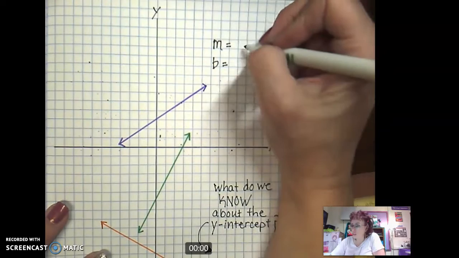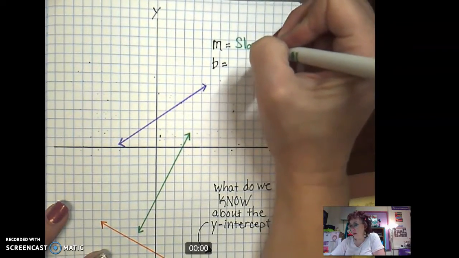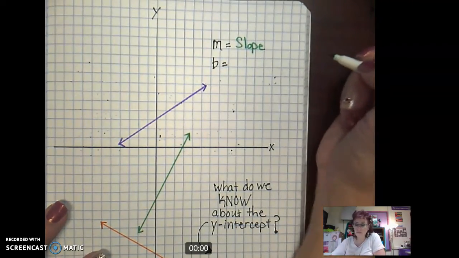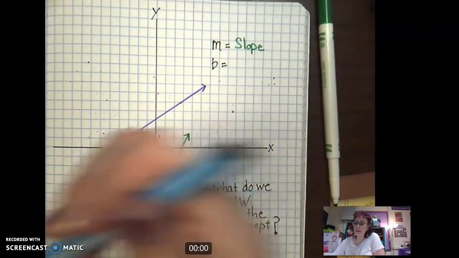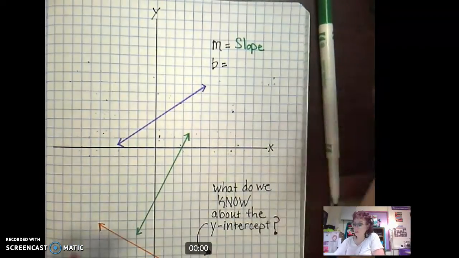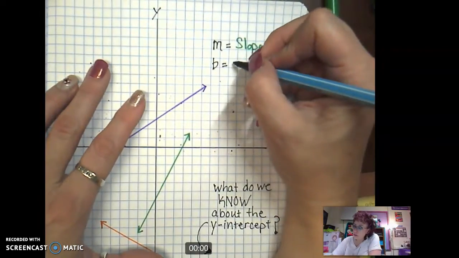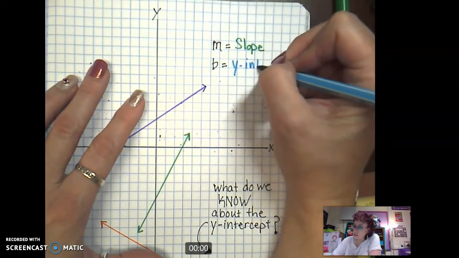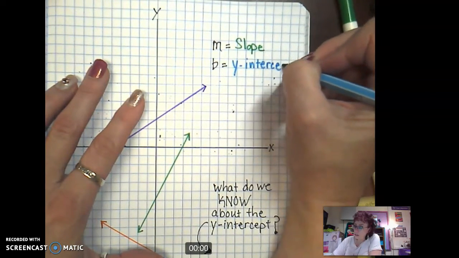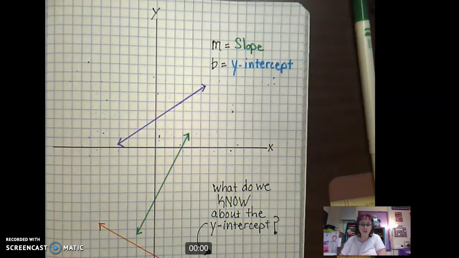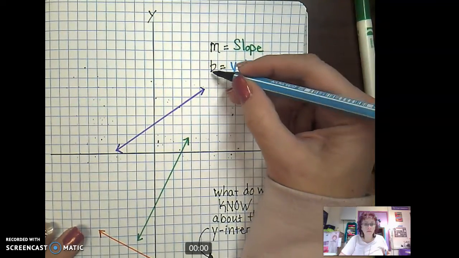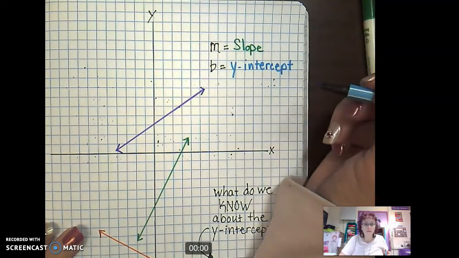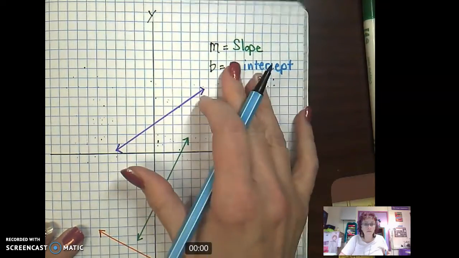M stands for slope. You guys have definitely got that down. But what does B stand for? Yes, I know it should stand for something that starts with the letter B, but it doesn't. It stands for the y-intercept. That's just what it stands for. I don't know why, but that's the way it is. So anyways, we know that M is slope, B equals y-intercept. So let's take a look at what those mean.